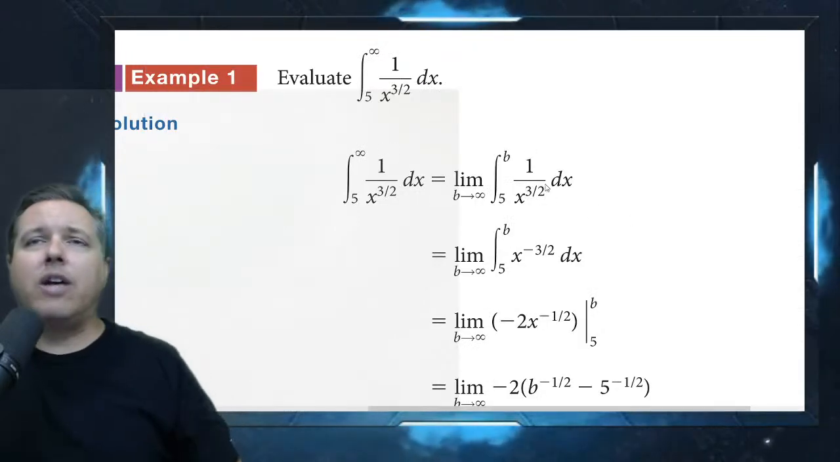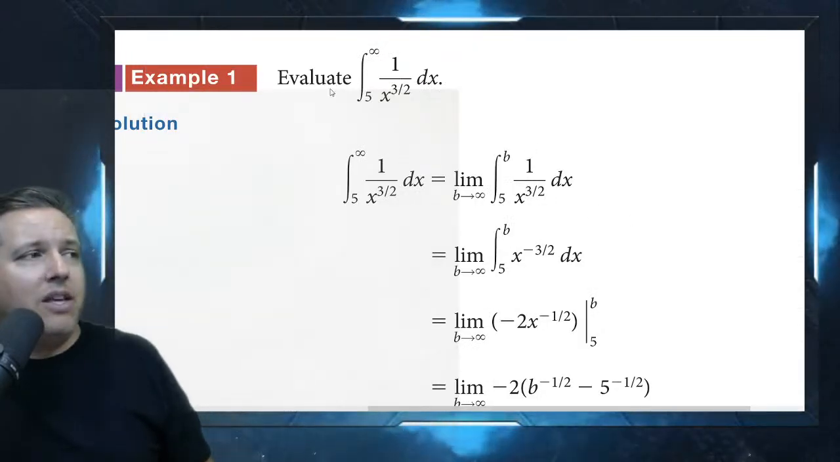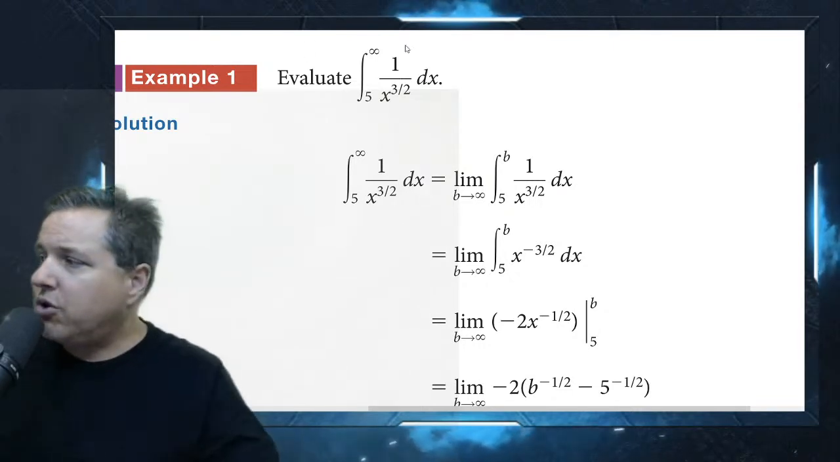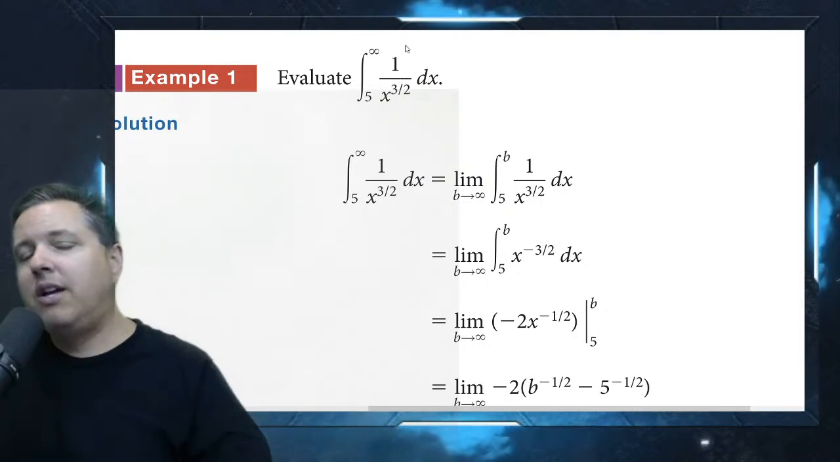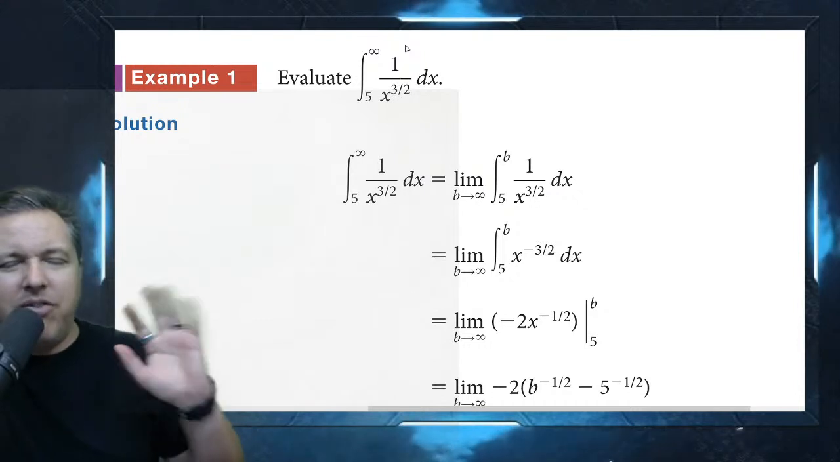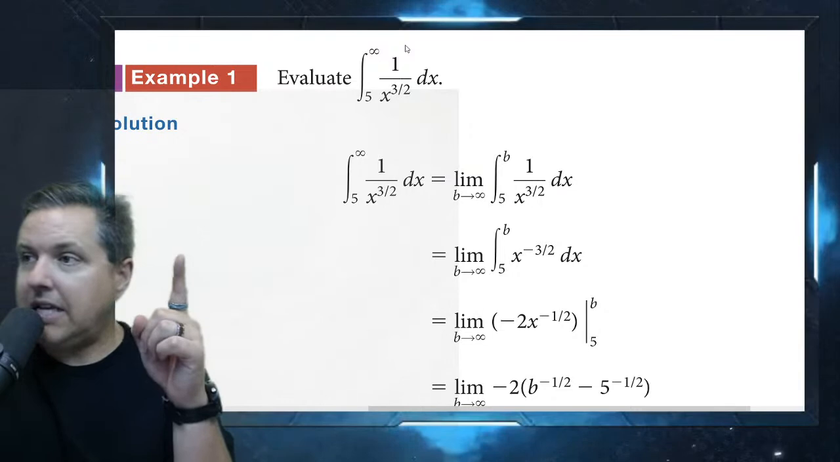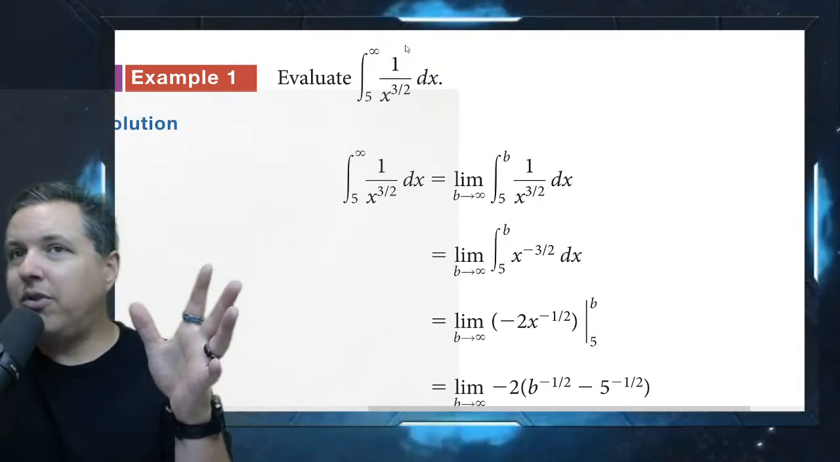There we go. Okay, so we want to evaluate the integral from 5 to infinity of 1 over x to the 3/2 dx. So we're just given this problem. We're told to evaluate that integral. And so I'm looking at that and go, okay, how do I think about this problem? Well, there's an infinity in it, so then I know it's an improper integral.